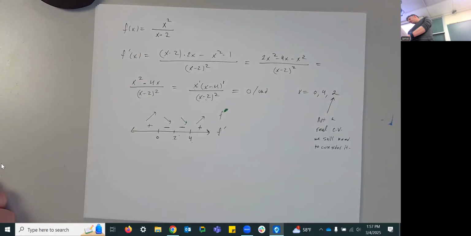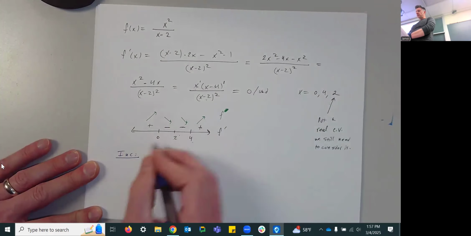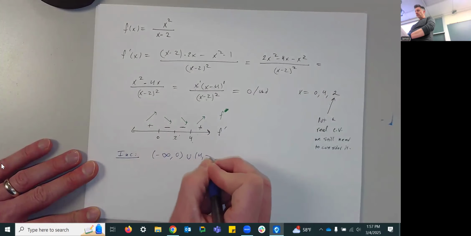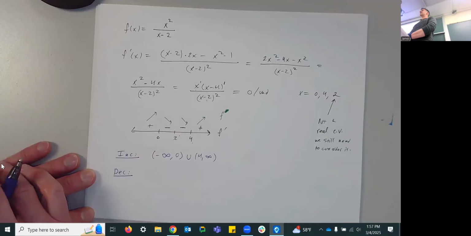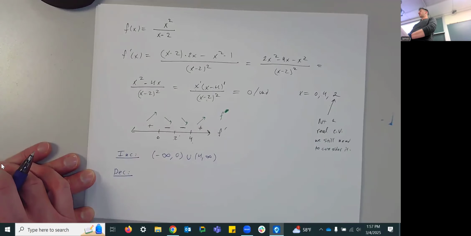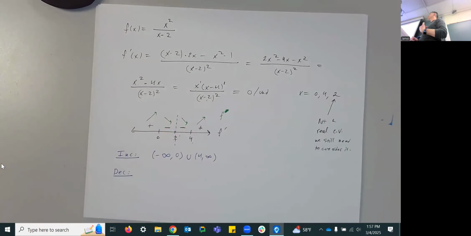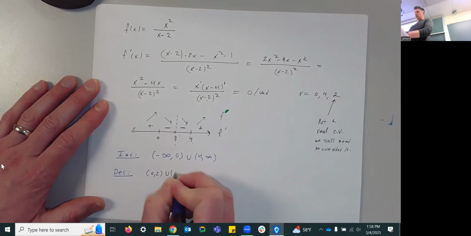One of the reasons why I wanted to mention this important, not critical point, but still important point, is if we were asked about the intervals where it was increasing or decreasing. So this function is increasing on 2 distinct intervals, from -infinity to 0, union 4 to infinity. This function is decreasing on two distinct intervals. Because the function is undefined at 2, we cannot include 2 in the interval of decreasingness. We have to break it up at 2 and say, great, it's decreasing from 0 to 2 union 2 to 4.